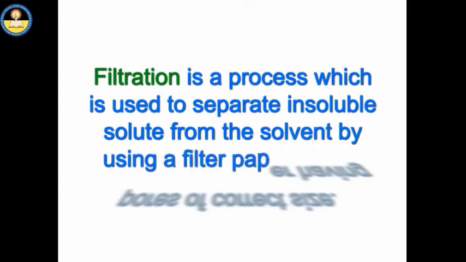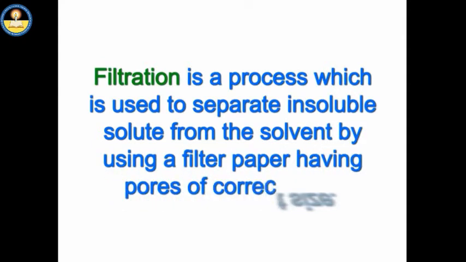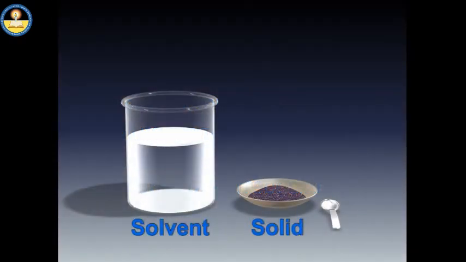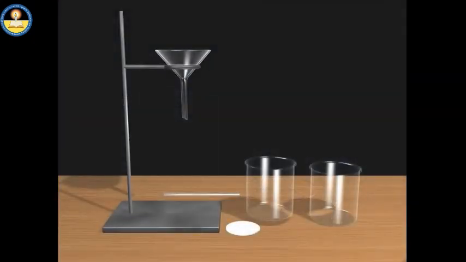Filtration is a process which is used to separate an insoluble solute from the solvent by using a filter paper having pores of correct size. This method is used to separate a mixture of a solid and a liquid. Let us have a look at how a filter paper is folded for filtration.